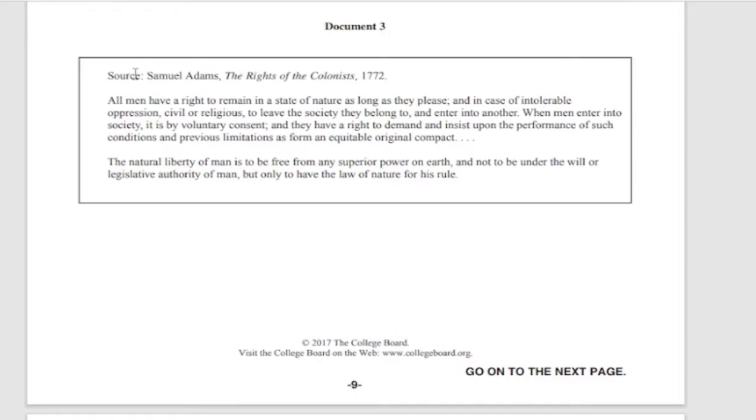Samuel Adams. Ooh, Samuel Adams. "All men have a right to remain in a state of nature as long as they please." State of nature. Now, if that rings a bell, that would be John Locke and Thomas Hobbes, their state of nature. "And in the case of intolerable oppression, civil or religious, to leave the society they belong to and enter into another. When men enter into another society, it is by voluntary consent, and they have the right to demand and insist upon the performance of such conditions and previous limitations as form the equitable original compact. The natural liberty of man is to be free from any superior power on earth and not under the will of the legislative authority of man, but only to have the law of nature for his rule." Okay, well, that's definitely some John Locke stuff right there.